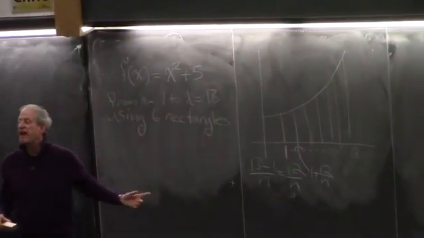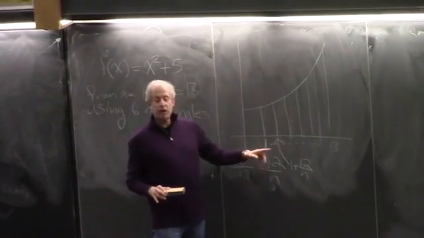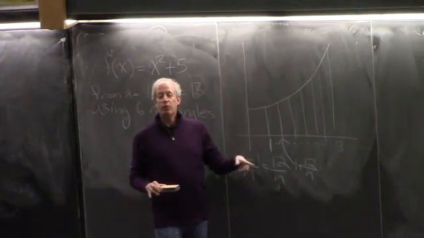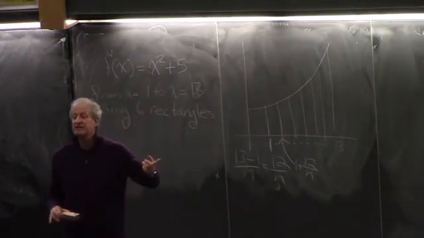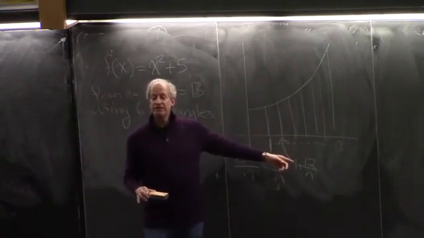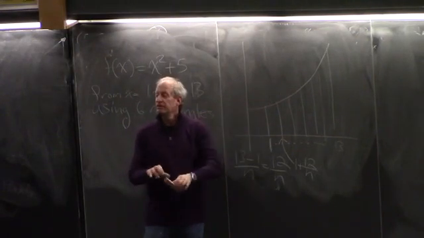Okay? But if n is 1,000, then the first point would be 1, and the second point would be 1 plus 12 1,000ths. And then the next point would be 1 plus 12 1,000ths plus another 12 1,000ths. Does that make sense? If I have n equals 1,000,000, it would be 1 plus 12 over 1,000,000. Then the next one would be plus another 12 over 1,000,000, plus another 12 over 1,000,000. Okay?